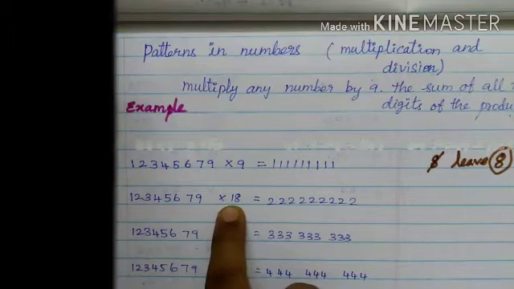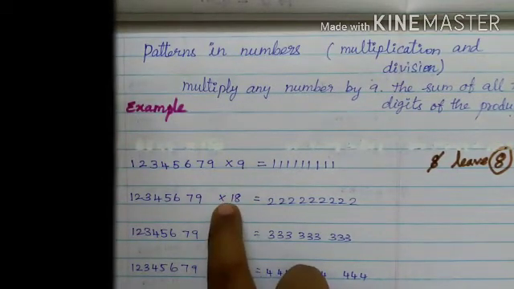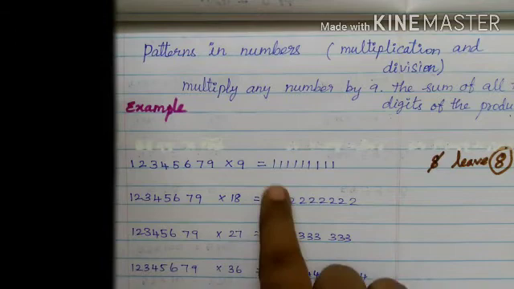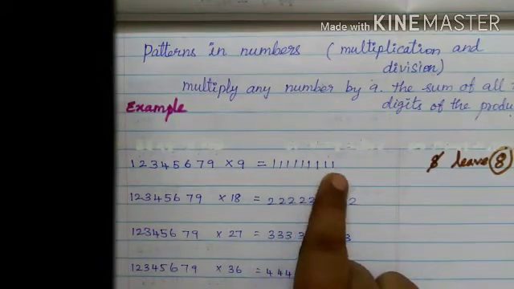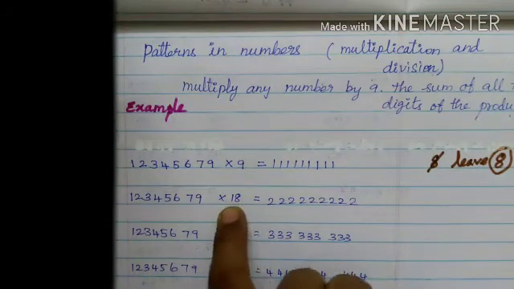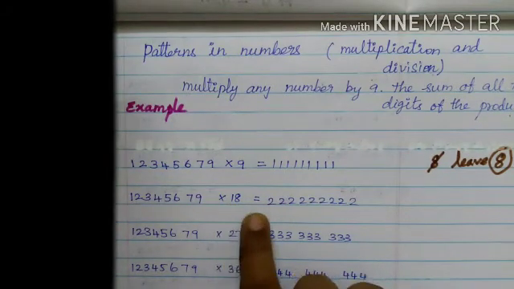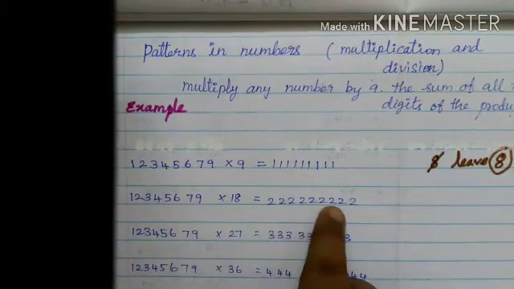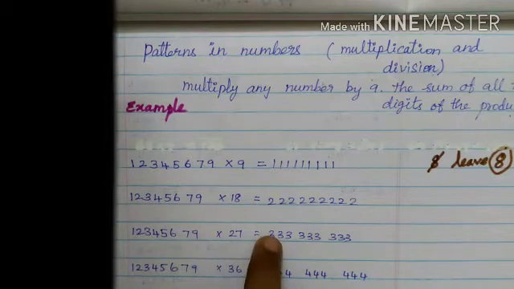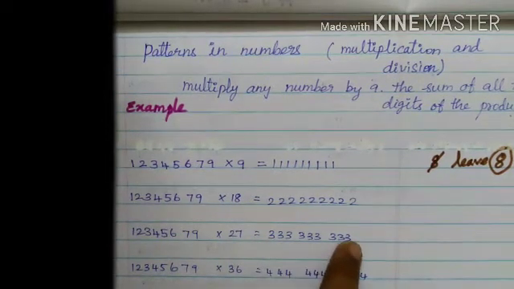Then next one, 9 twos are 18. So this is also multiplying by 9. So you take the answer as 1, up to 9 times. Then next one, 9 twos are 18. So you get the answer 2, 2, 2, up to 9 times. Then next one, 9 threes are 27. So you get 3, 3, 3, up to 9 times.